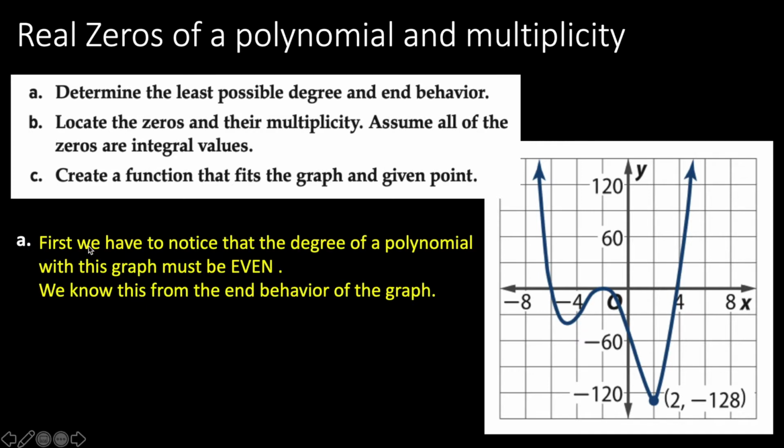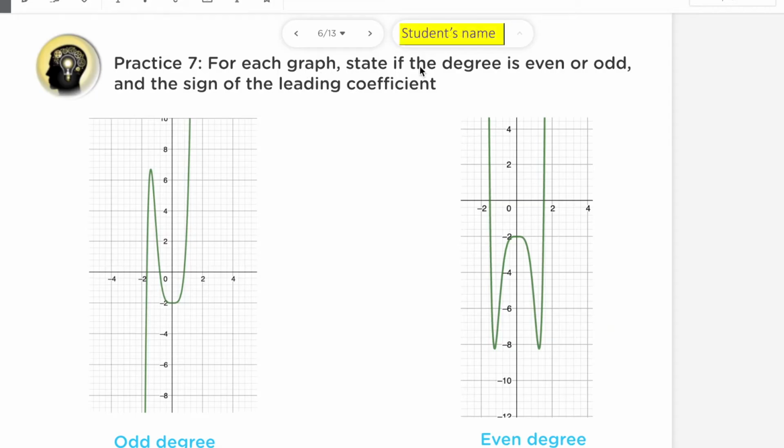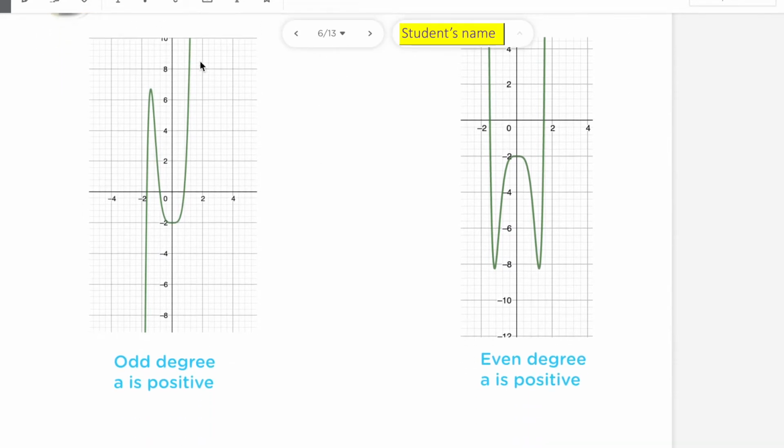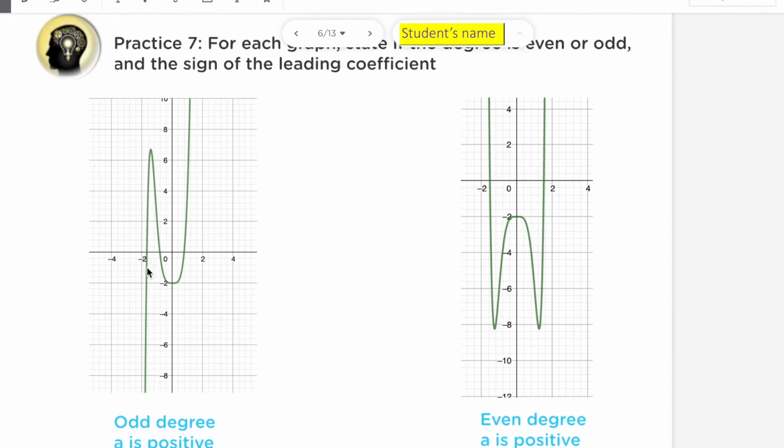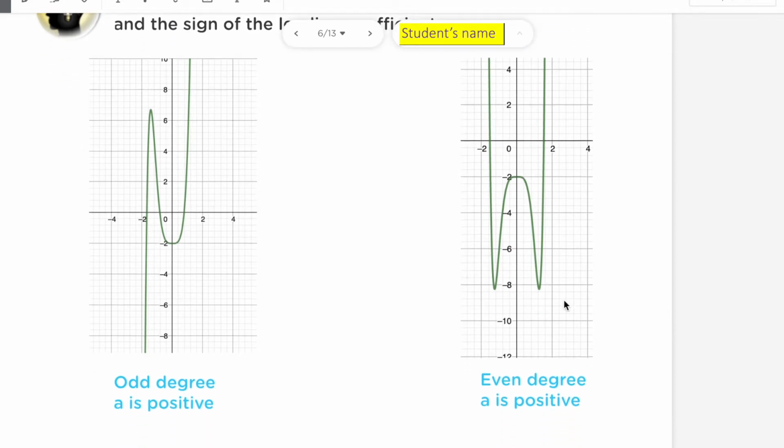First, we have to notice that the degree of the polynomial for this graph must be even. We know this from the end behavior of the graph. So this is our end behavior. This is an example we have seen in the class, an activity for end behavior and odd or even polynomials. For example, this graph is for odd degree and a positive leading coefficient, because of the end behavior, it comes from minus infinity to plus infinity.